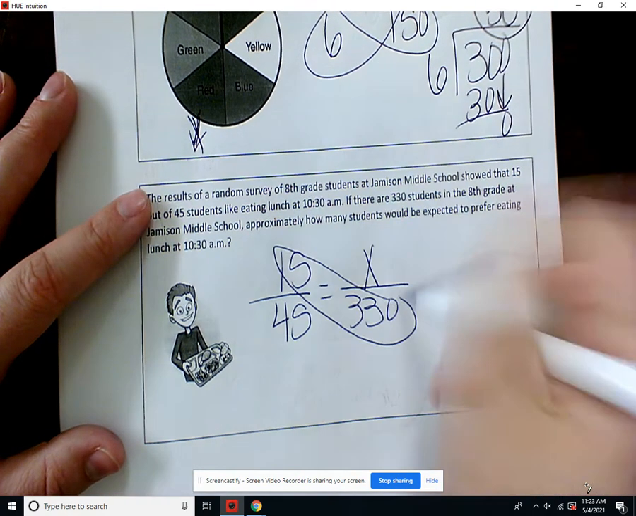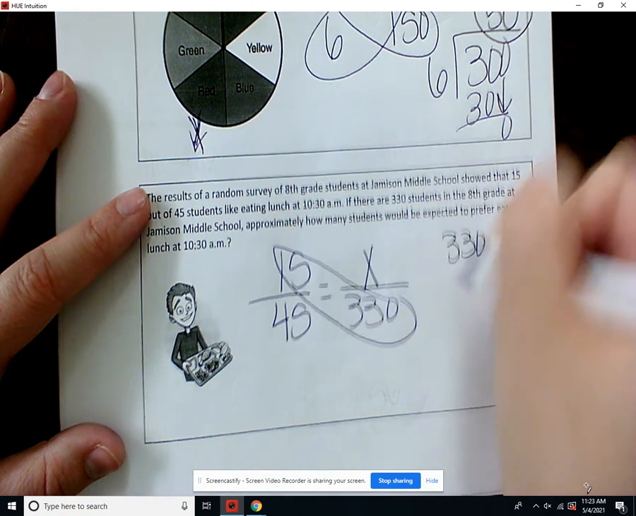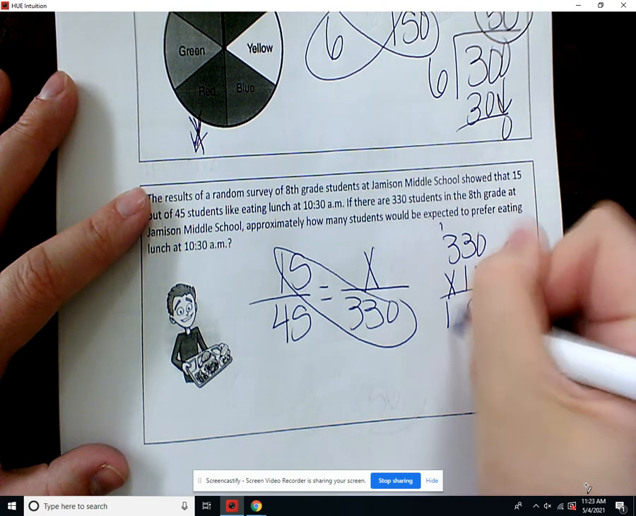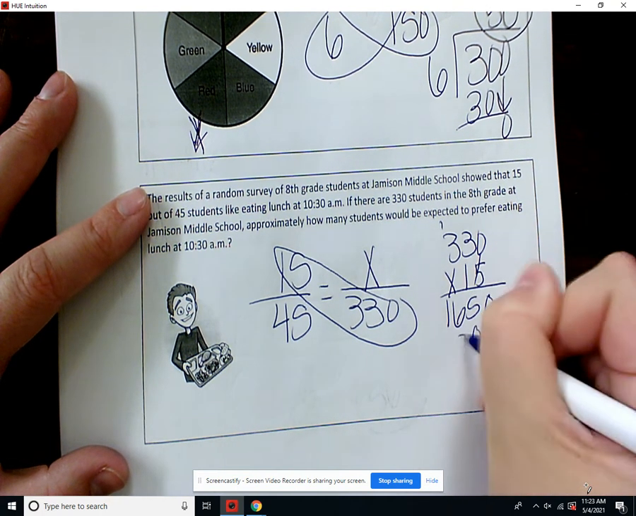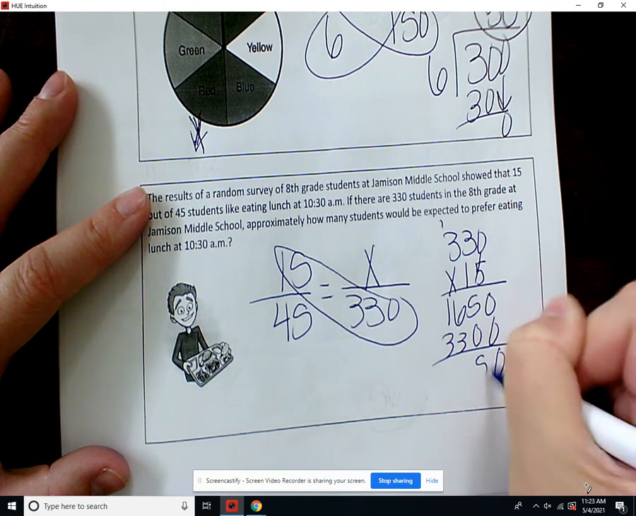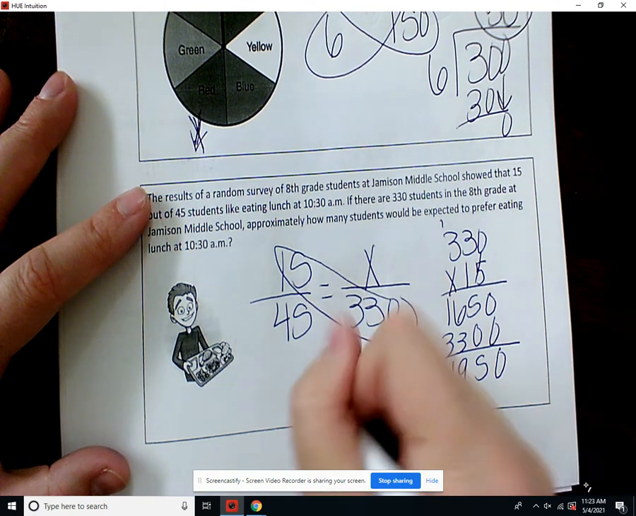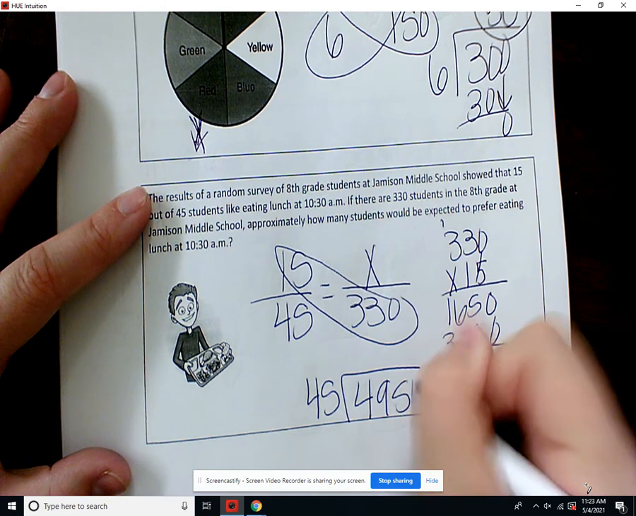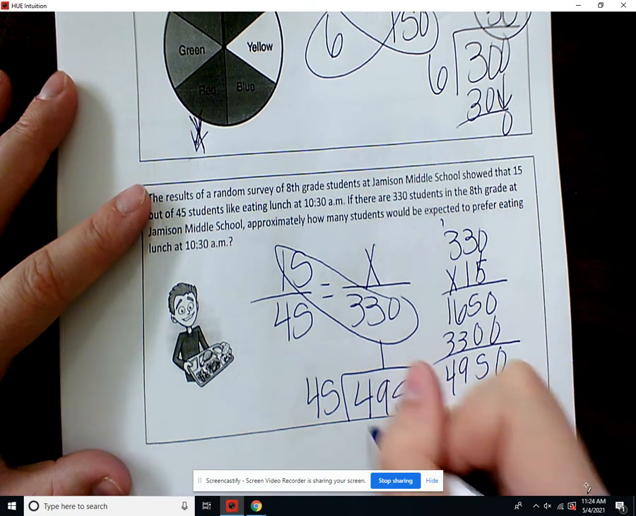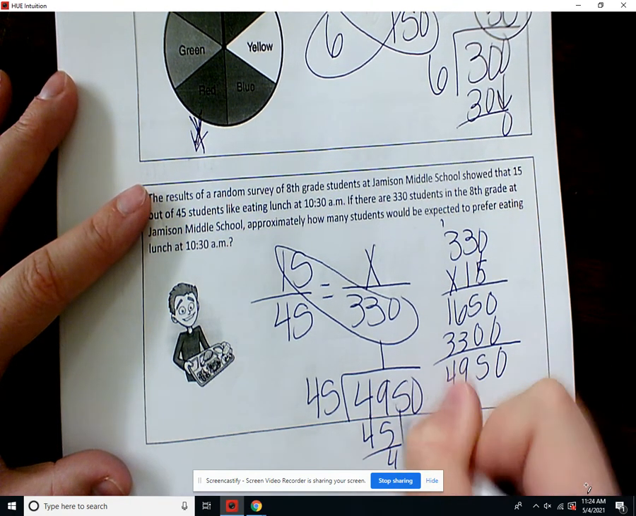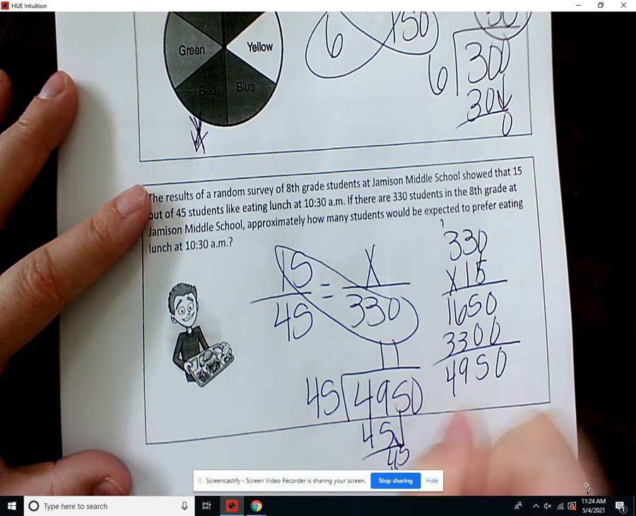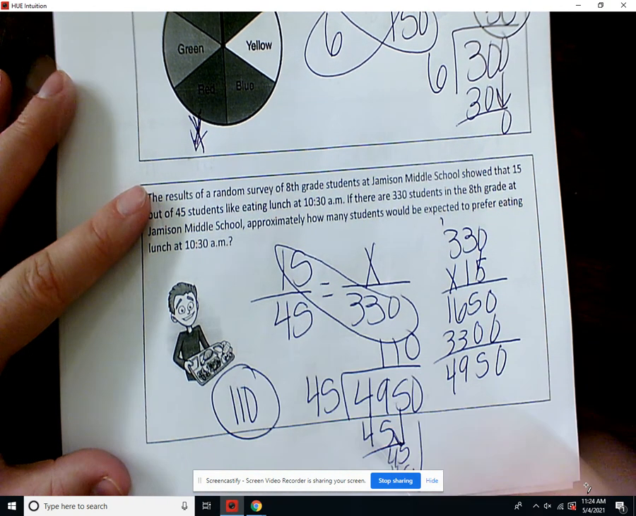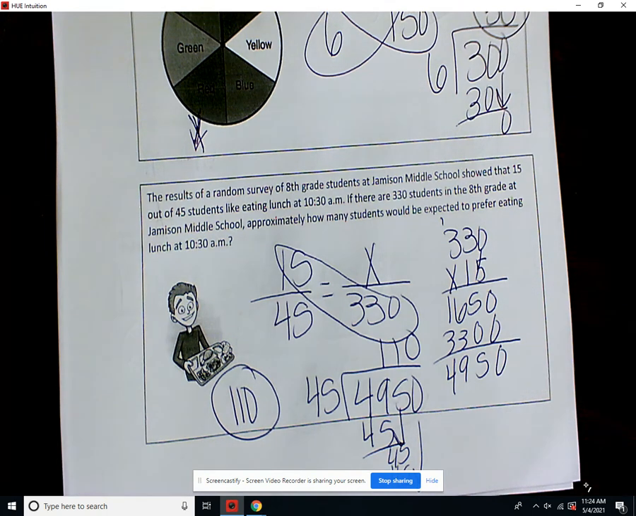We're going to cross multiply. So 330 times 15, and then I'm going to divide that by 45. And then we'll get our answer out of 330. So I get 110 students would be expected to prefer eating lunch at 10:30 out of 330.